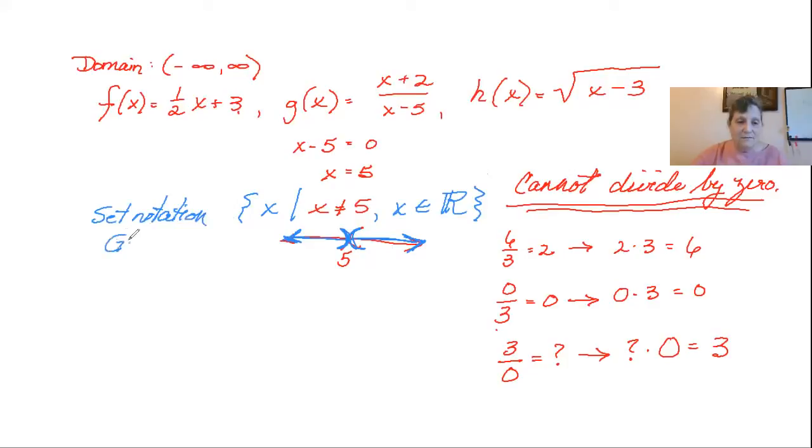This is the graph. This is just a single value, so I don't need 2 lines. This is just a graph on a number line. And then we have interval notation.